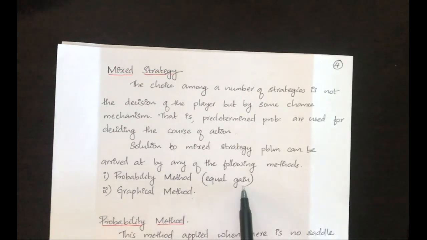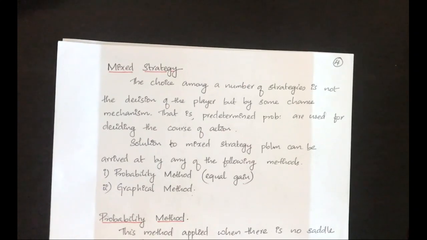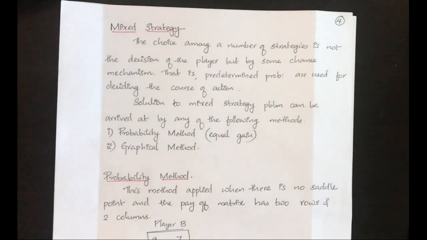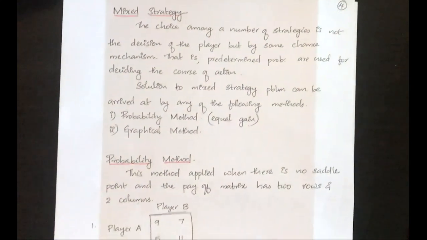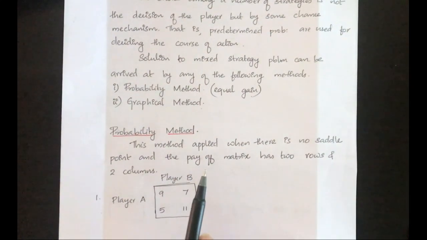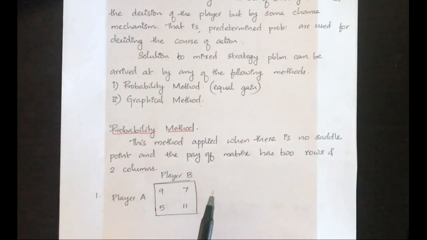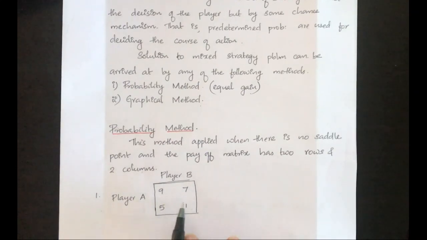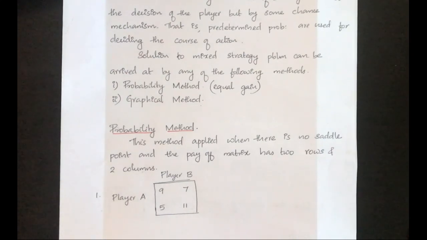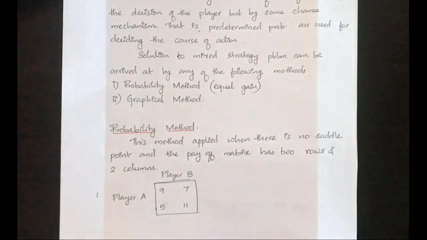The probability method is otherwise known as the equal gain method. First we can discuss what the probability method is. This method is applied when there is no saddle point and the payoff matrix has 2 rows and 2 columns. If it has more than 2 rows and columns, we need to reduce it into 2 rows and 2 columns using the dominance property.